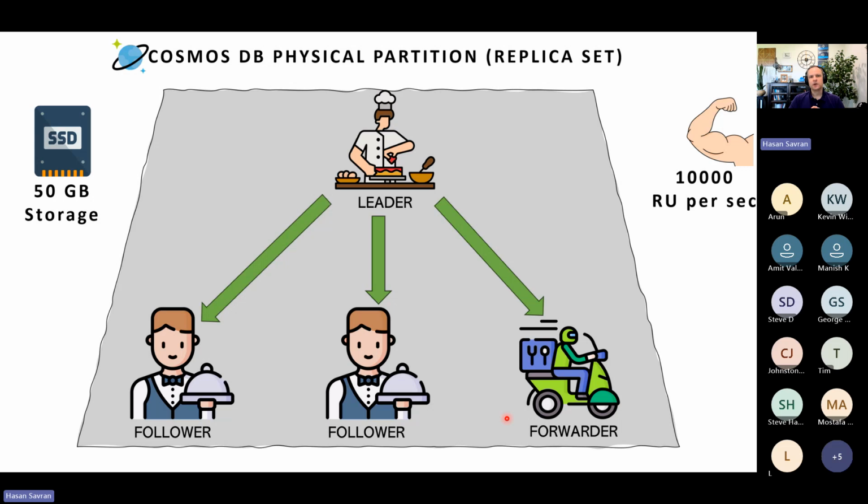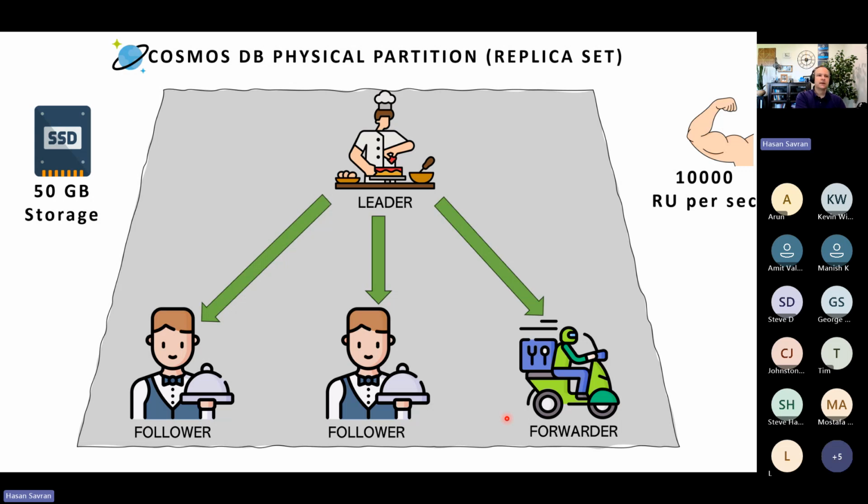There are 2 numbers here that you should know by heart if you are using Cosmos DB. The first one is the 50 gig storage limit. One physical partition can handle up to 50 gig of storage. If you get close to the 50, you are going to end up with another physical partition, another replica set, or another database server, whichever you like to use.